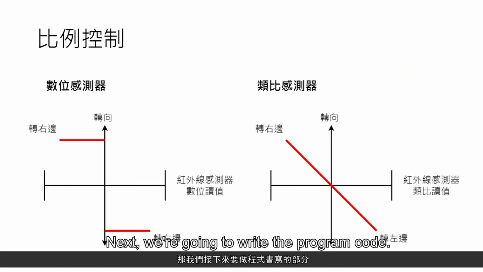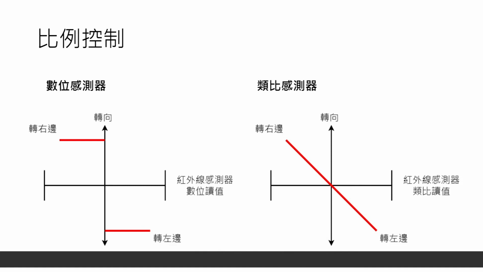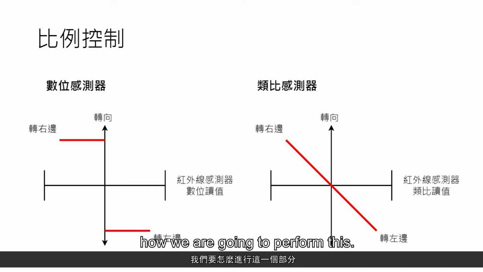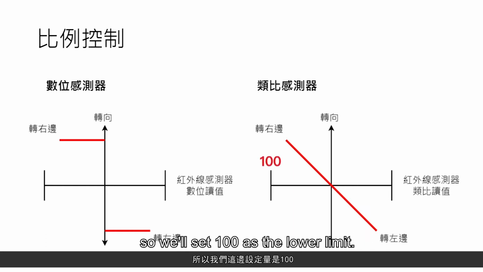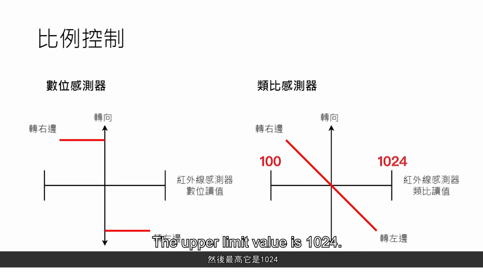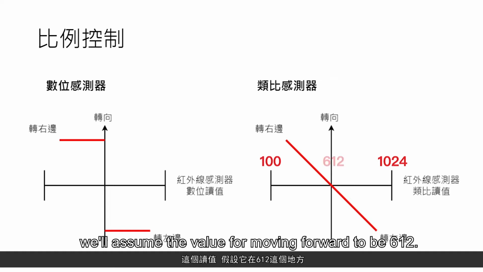Next, we're going to write this program code. First, let's talk about how we're going to perform this. Let's take a look at the analog reading range of the infrared sensor. Its lowest value is at least 100, so we'll say 100 as the lower limit. The upper limit value is 1024. Suppose we don't turn and only move forward, we'll assume the value for moving toward to be 612.